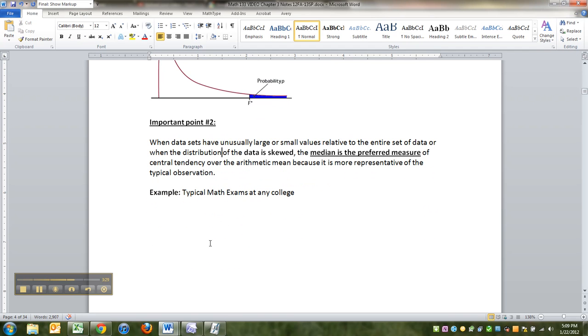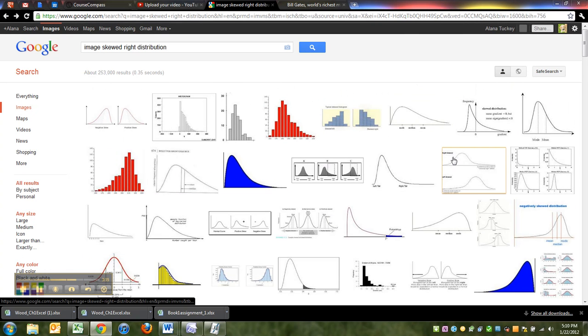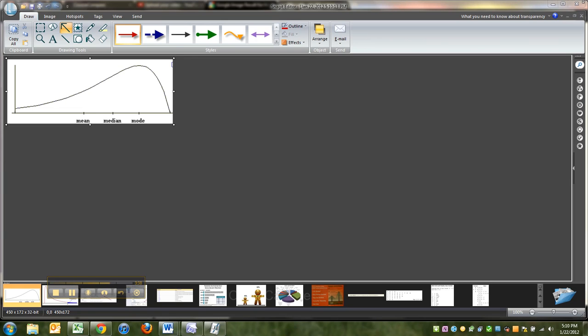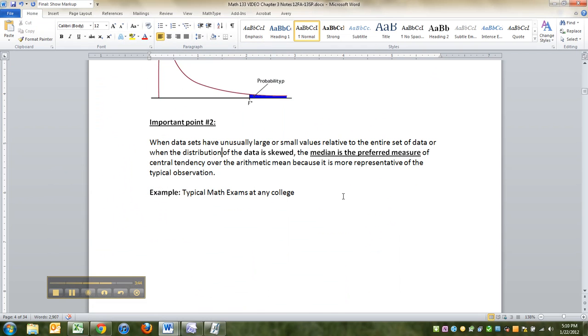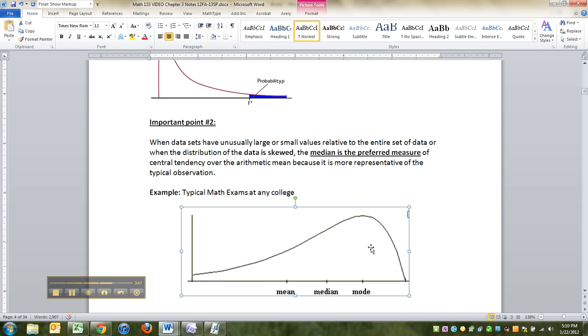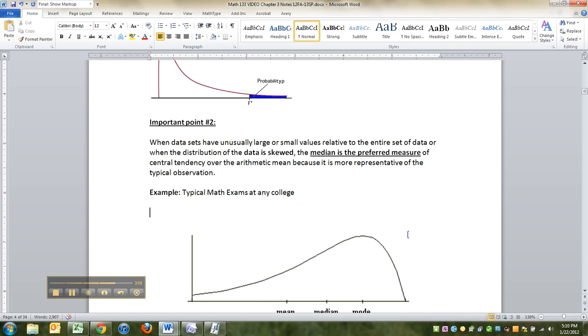So I brought up math exams in college because math exams in college usually have this kind of shape, right? Skewed left. Why? Well, because you're limited on the high end with how high you can go, right? So if you're limited, you're going to have most people in the 70s, 80s, 90s, but you're going to have a couple people really, really low, and that's going to cause the data to get skewed like that. And if that's the case, the median is a better measure of center than the mean because the data is skewed.